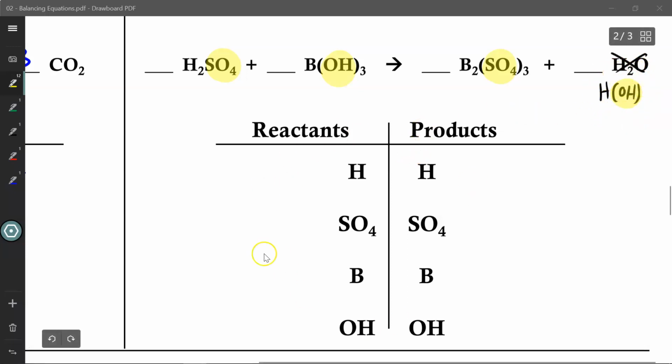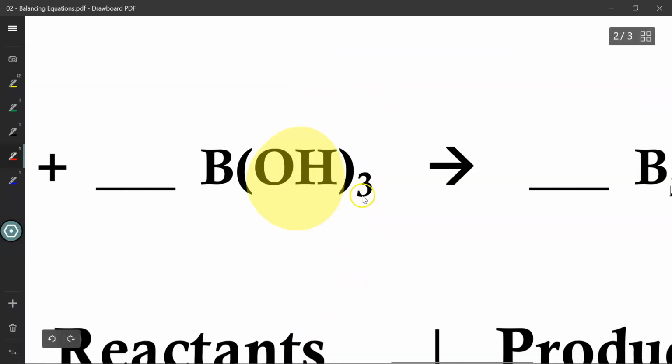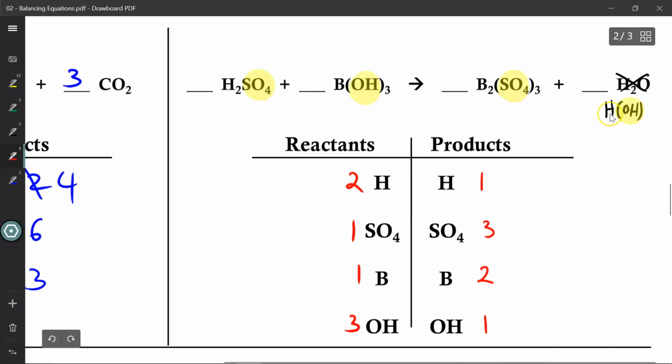Alright, so let's set up our initial values. 2 hydrogens, 1 sulfate, 1 boron, and 3 of the hydroxides. Remember, this 3 outside the bracket means I have 3 of these OHs. Gotta multiply everything in. On the right hand side, we have only 1 hydrogen, not 2, because this one belongs to the hydroxide now, so just 1 single hydrogen. We have 3 of the sulfates, because again, that subscript outside the bracket means there's 3 of these sulfate ions. We have 2 borons, and of course 1 hydroxide.